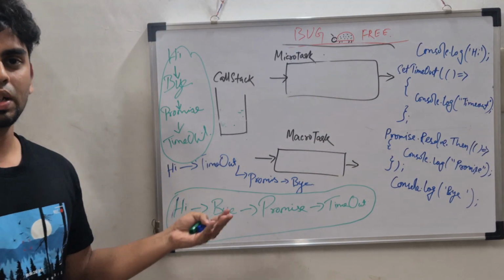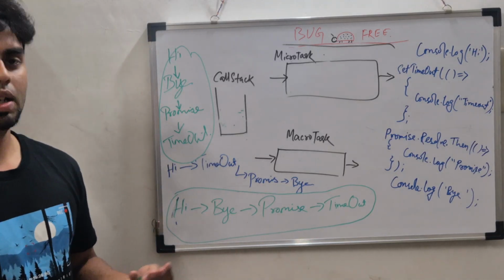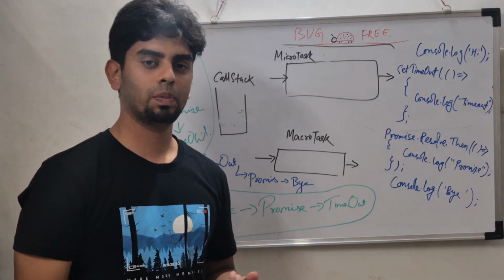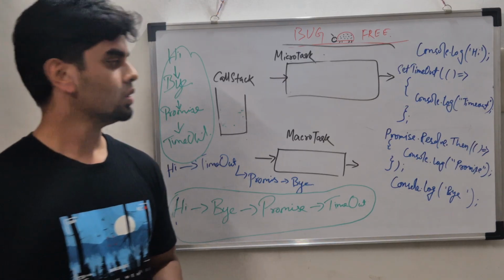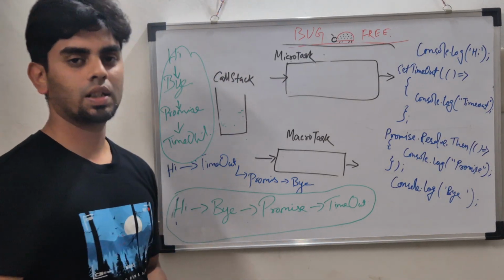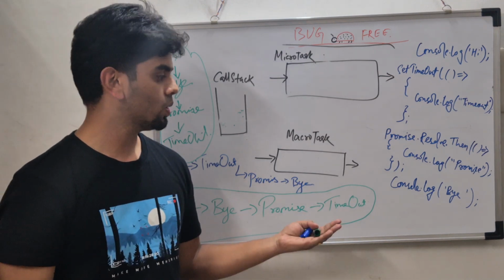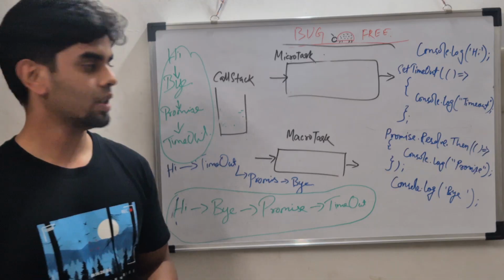In this way, the event loop works. In simple words, handling asynchronous code with the help of micro task and macro task is known as the event loop. In the next video, we will see in detail about timeout, set interval, promises, async await.